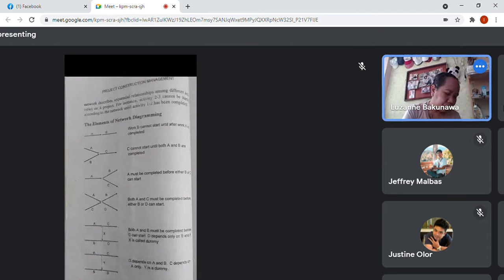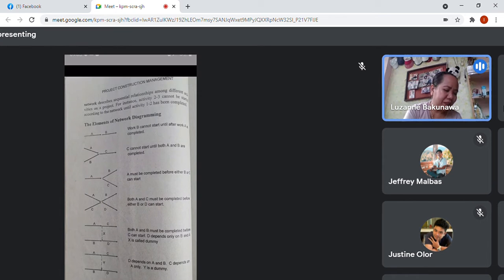So the network describes sequential relationships among the different activities in the project. For instance, activity 2 to 3 cannot be started according to the network until the previous one has been completed. That is clear enough, I guess. There are many ways to connect them, as simple as a straight line.